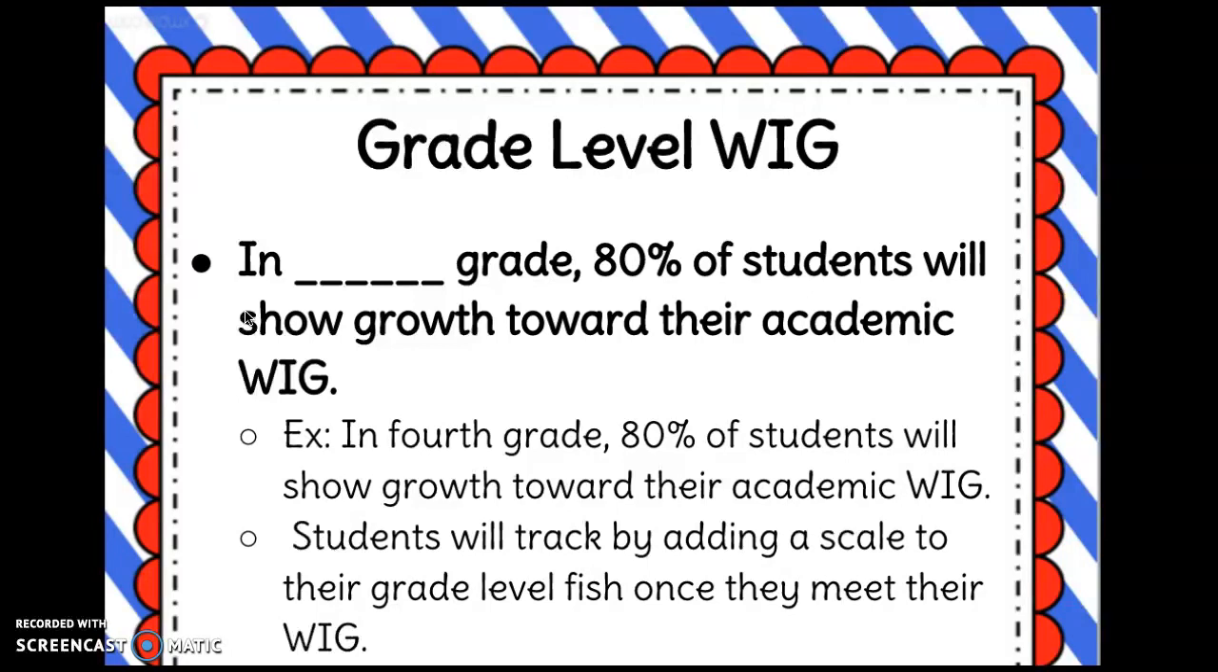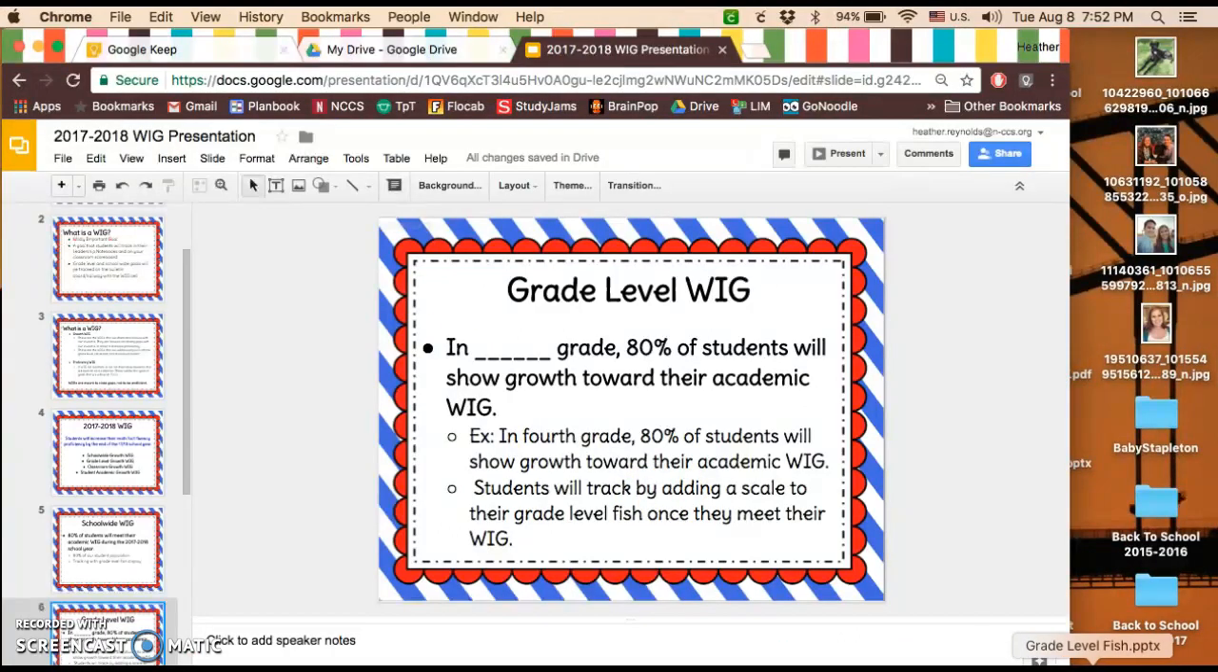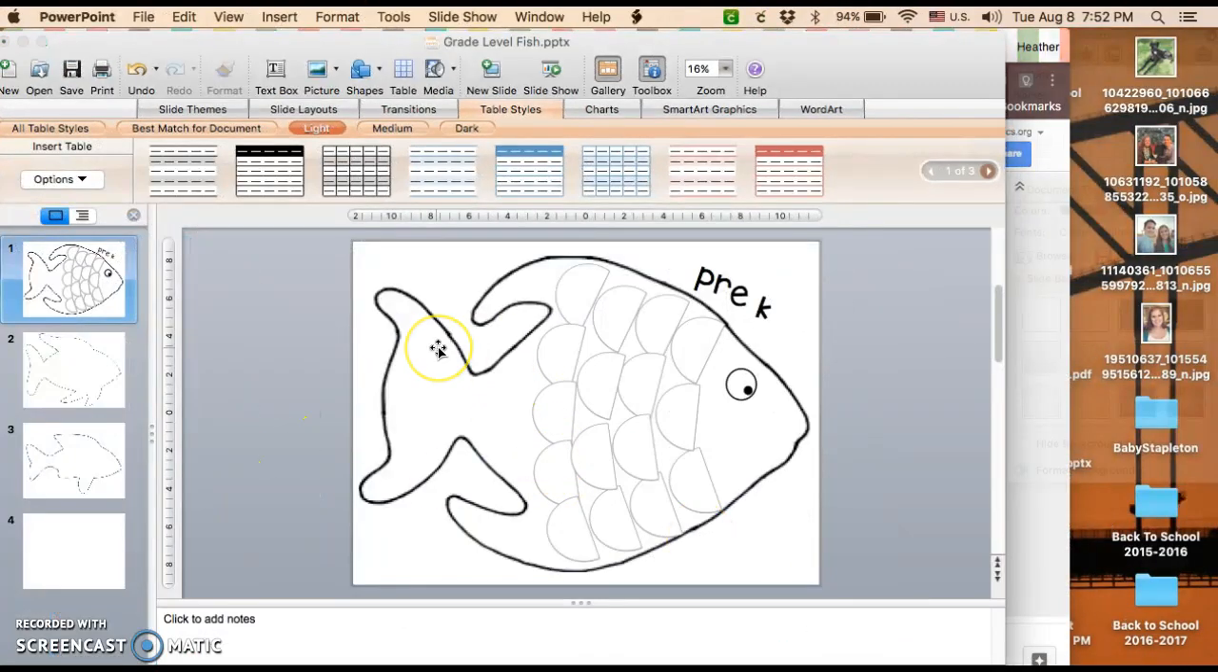So for example, in 4th grade, 80% of those students. And based on whatever numbers we have in each grade level, we will have that on a fish, and students will add scales to these fish anytime they meet their WIG. So this is what I've started with pre-K. Pre-K has about 20 students next year, so 80% of that would be 16. So there are 16 scales on this fish, and this is a great visual for students and for us as well, just to see how close we are to that 80% of students meeting a goal, meeting a WIG.